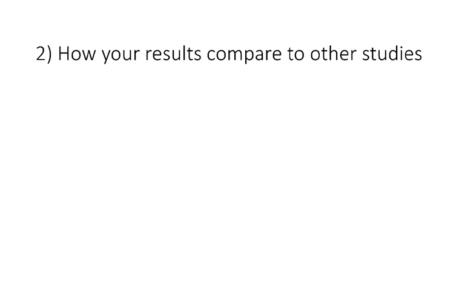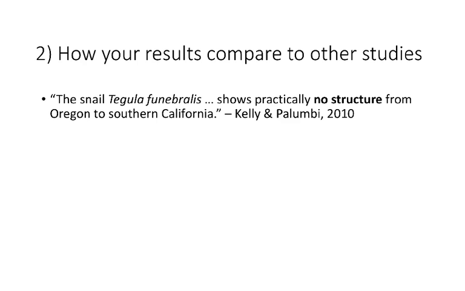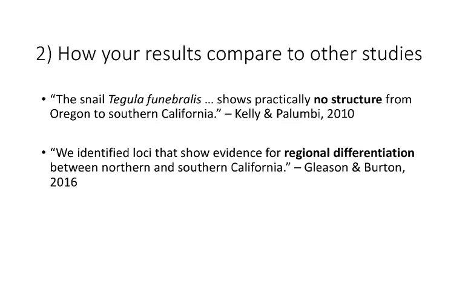You also want to make sure you're describing how your results compare to other studies. To illustrate, we will go back to something I brought up many weeks ago, at the beginning of the semester, where I described two contrasting results from different papers. In this first bullet point, I have a description that says for this particular snail, there is no structure from Oregon to Southern California. However, in my own research, I did indeed find evidence for regional differentiation. This is an example of how you want to describe how your results compare to other studies.